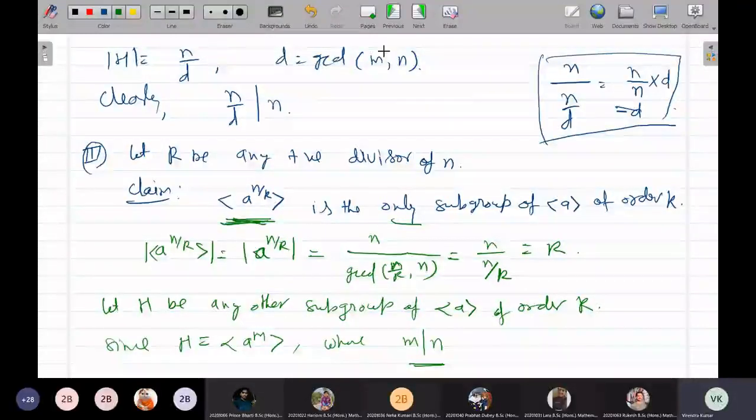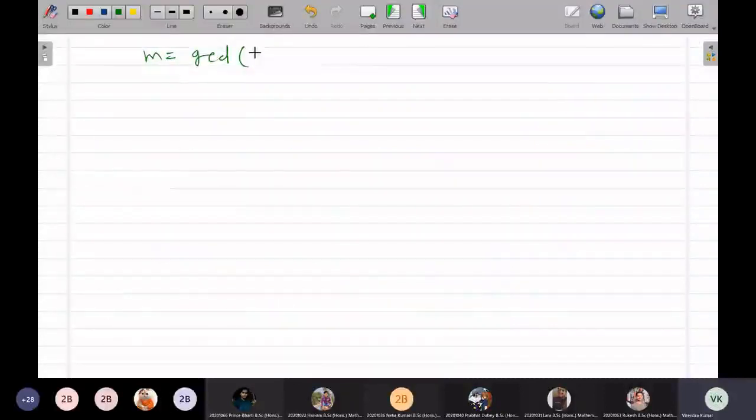In the proof of the first theorem, we took m as the smallest positive integer such that a to the power m belongs to H, and somehow it was generated by it. Are you getting my point? Okay, but here we are not only writing that m is some smallest positive integer such that a to the power m belongs to H. We are clearly writing that m should be a divisor of n. Fine. So this is coming from the second part. Fine. So m equals the greatest common divisor of n and m, because m divides n.